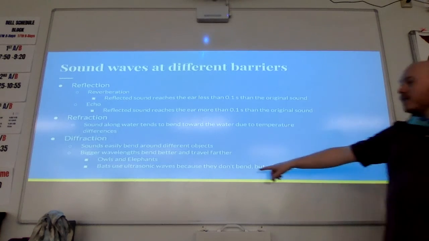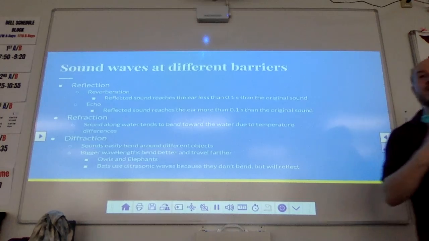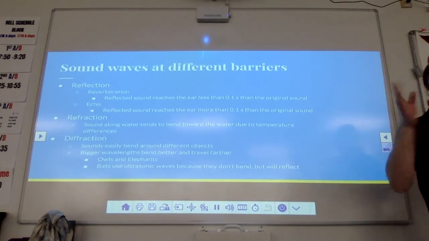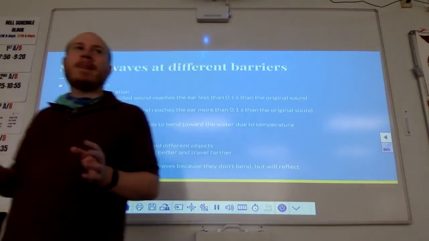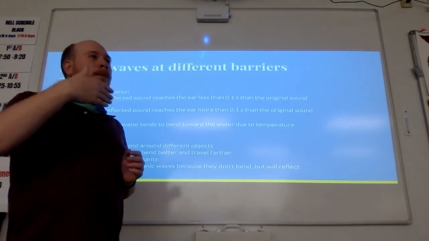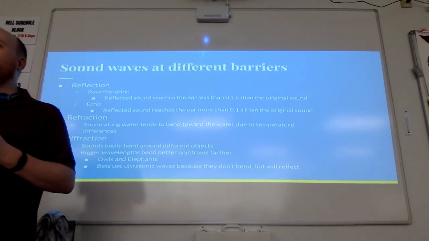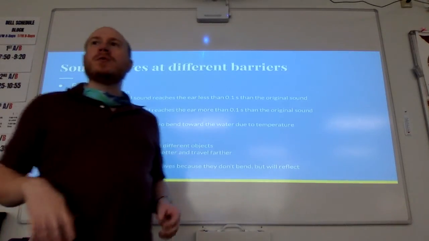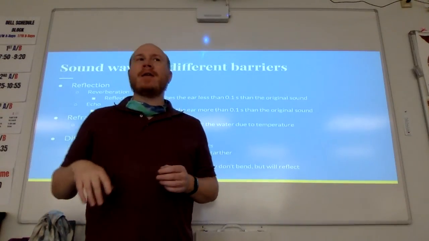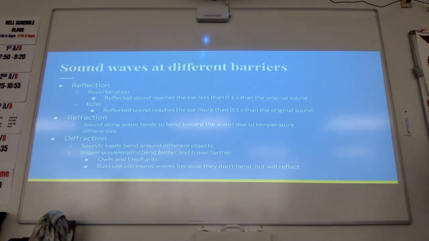In fact, bats use ultrasonic, which have really, really small wavelengths because they don't bend. If you're a bat flying through the air, and you're trying to hit a moth, you're trying to find food, you're going to chirp these ultrasonic sound waves. And as they hit the moth, instead of bending around it, which is what most of them do, it bounces right back. And then they have those big ears so they can pick up on that sound, and now they know where their food is. And then they can fly towards it. And they just keep doing this.